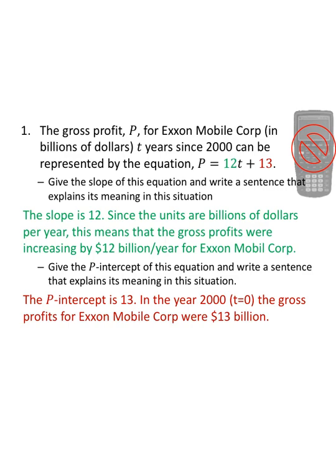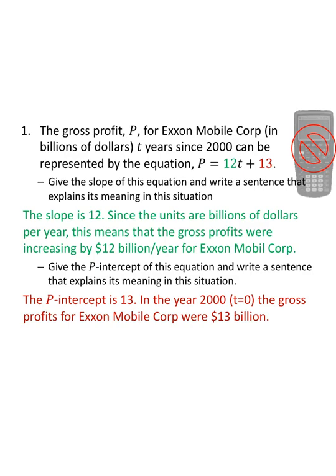The gross profit P for ExxonMobil Corp. in billions of dollars, T years since 2000, can be represented by the equation P equals 12T plus 13. Part A, we want to give the slope of this equation and write a sentence that explains its meaning in the situation. Now, the slope is 12. We think of the form y equals mx plus b. The m is the coefficient of our variable in any linear equation, so the slope is 12. But what does it mean?